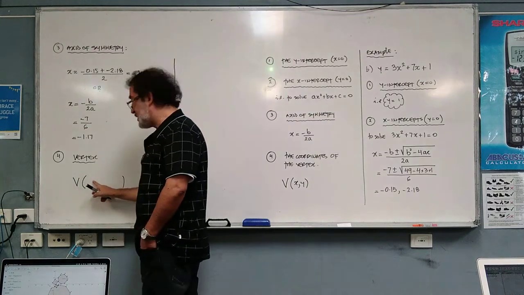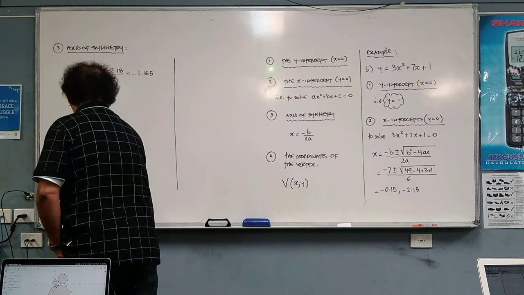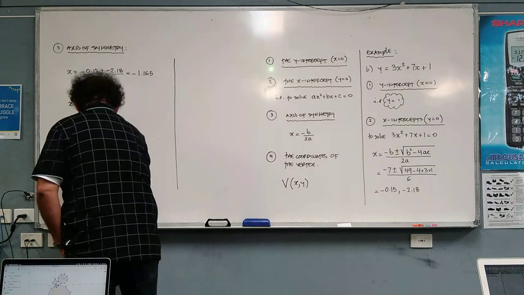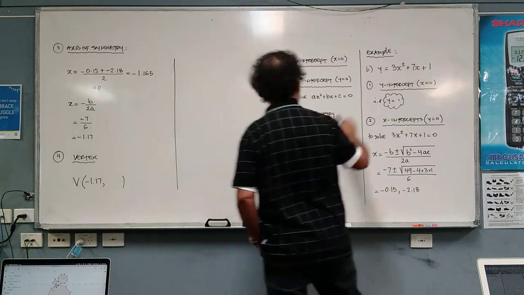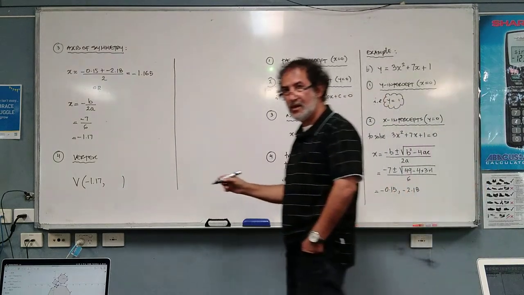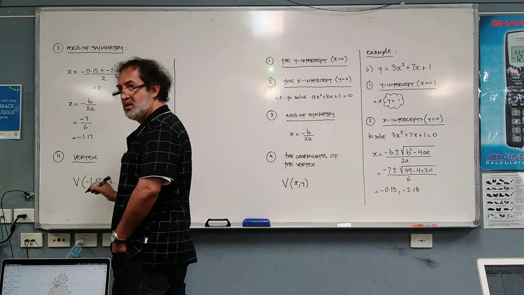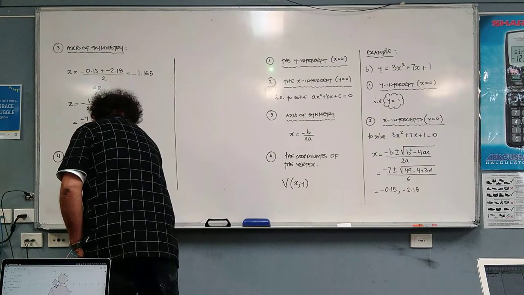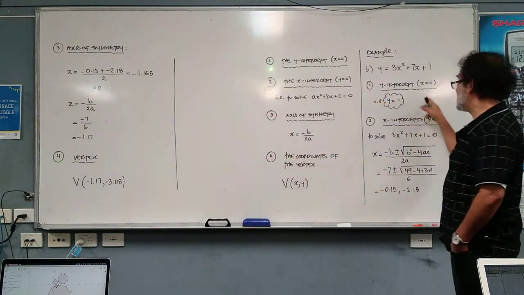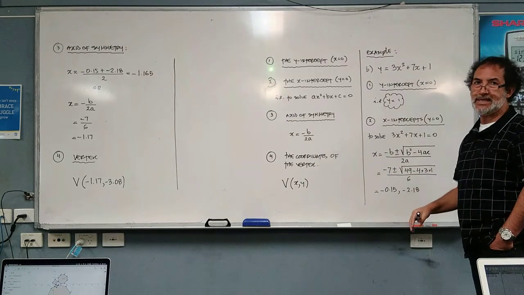And then for the vertex, the vertex is given by the axis of symmetry, the value of the axis of symmetry. And then if you substitute this back into the very original one, what was the answer? Do you get it? So you can see that taking parabolas using this method is very easy.